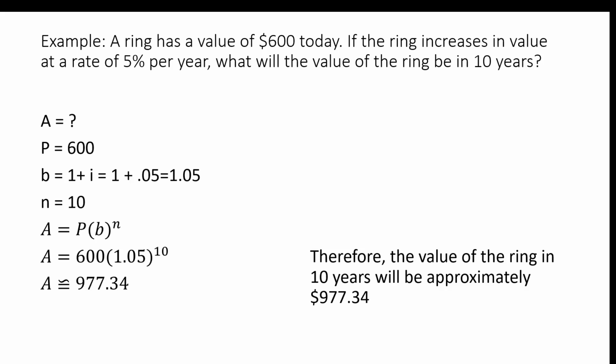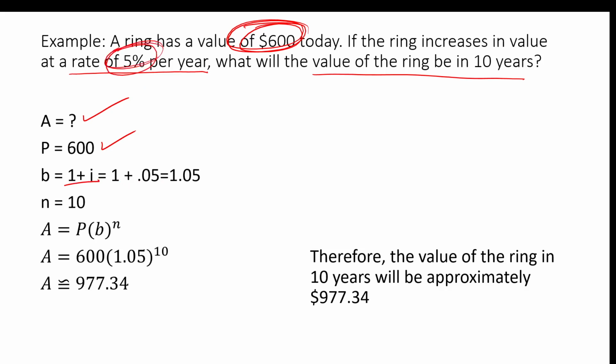What if we were told that a ring has a value of $600 today, and the ring increases in value at a rate of 5% per year, and we want to know the value of the ring in 10 years? Well, the $600 is before the rate of growth occurs. So we don't know the after amount, but we do know the prior amount before any of it is 600. Now, b will be 1 plus i. In this case, that 5% is indicating our rate of growth. So it's 1 plus 0.05, which is 1.05.